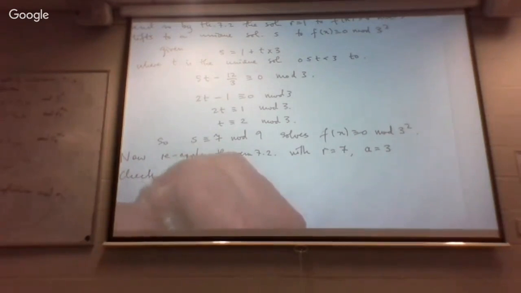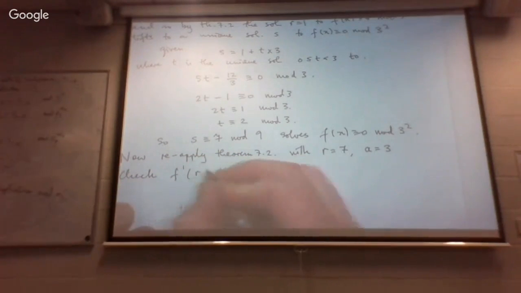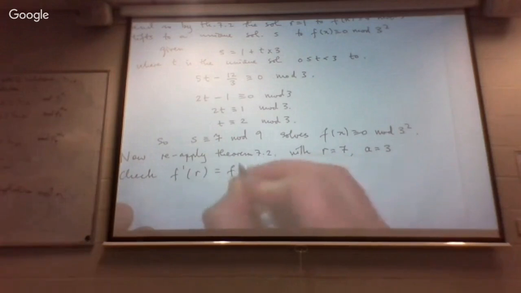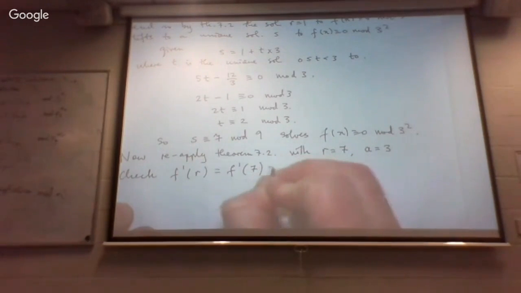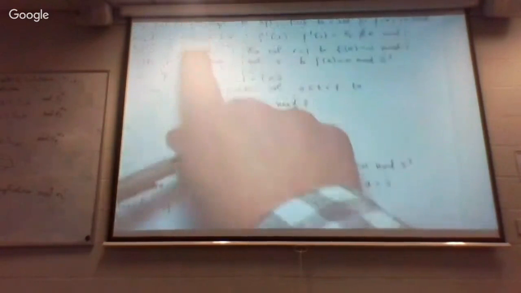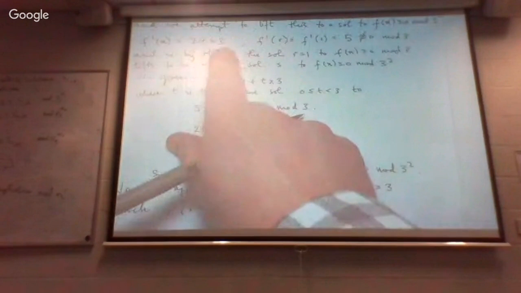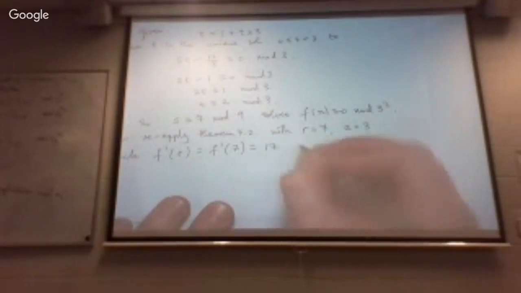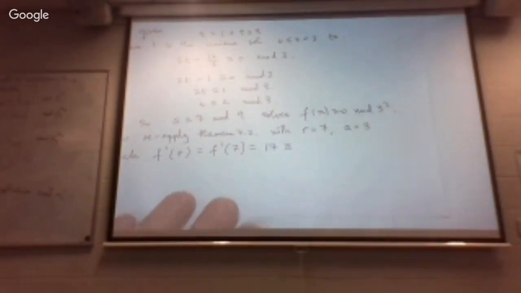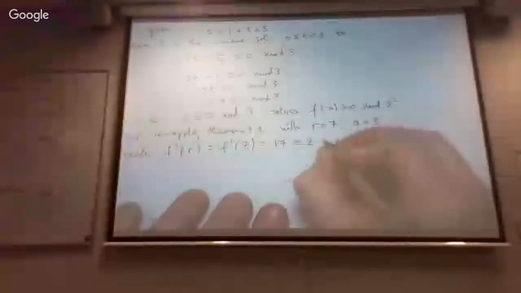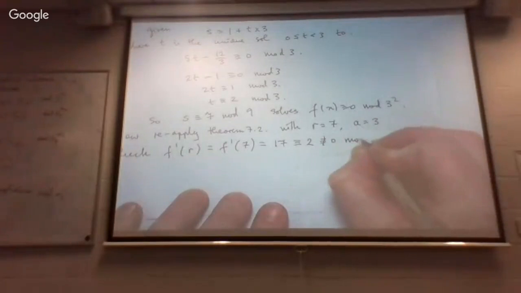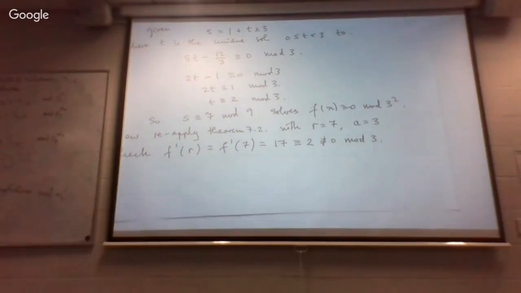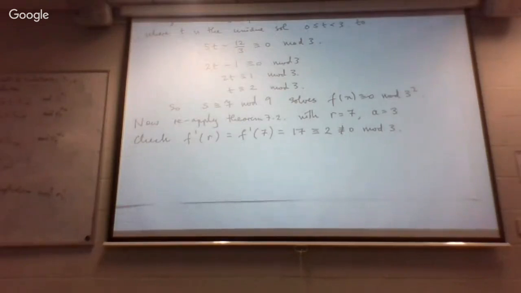So now we check the f prime, the derivative evaluated at r, which is the derivative evaluated at 7. Look up a bit, we have the derivative 2x plus 3, so that's 14 plus 3, so that's 17. And well, 17 reduced modulo 3 is congruent to 2, which is certainly non-zero modulo 3. So again, we're in that first bullet point. So this solution is going to lift uniquely.